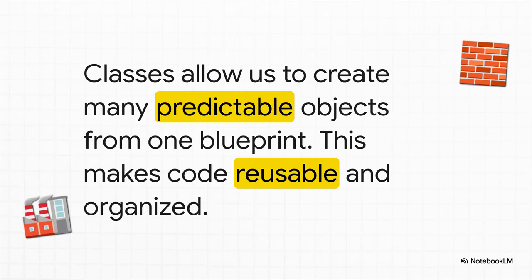So why bother with this separation? Why not just build the thing directly? Well, it's all about efficiency. With that one single car blueprint, we can create thousands, even millions of individual car objects. They all follow the same fundamental rules, but each one can be its own unique thing. This is how we build massive, complex systems that are still predictable and organized.